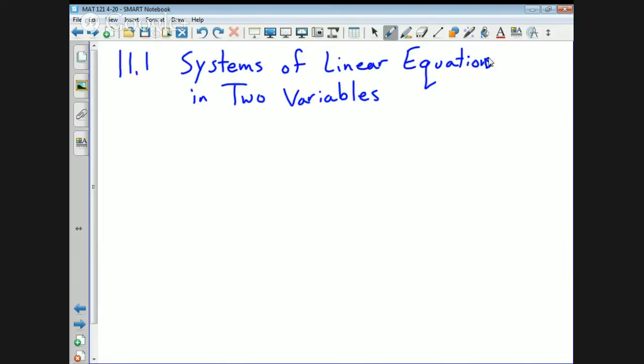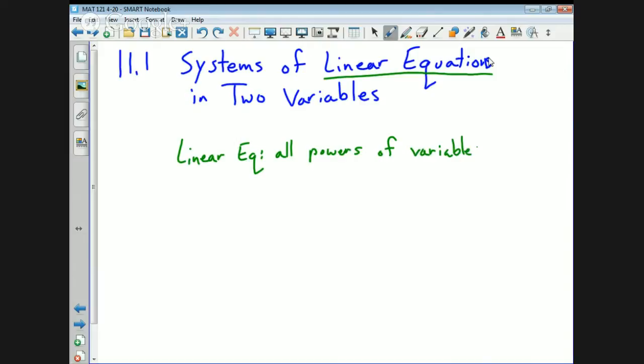First thing we should take away from this is what it means to be a linear equation. So in a linear equation, all the powers of the variables are going to be 1. And since we're going to be doing a lot of x and y here, you can think of it as all the powers for x's and y's will be 1. That's the linear piece.